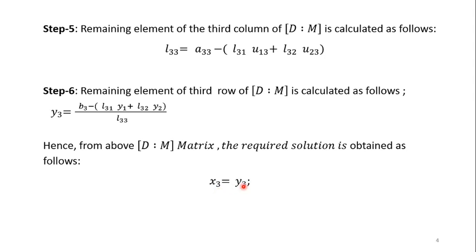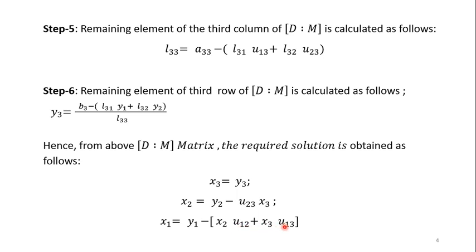X3 is equal to Y3, while x2 is calculated by y2 minus u23 of x3, and x1 is calculated as the corresponding element y1 minus the difference of x2 of u12 plus x3 of u13.